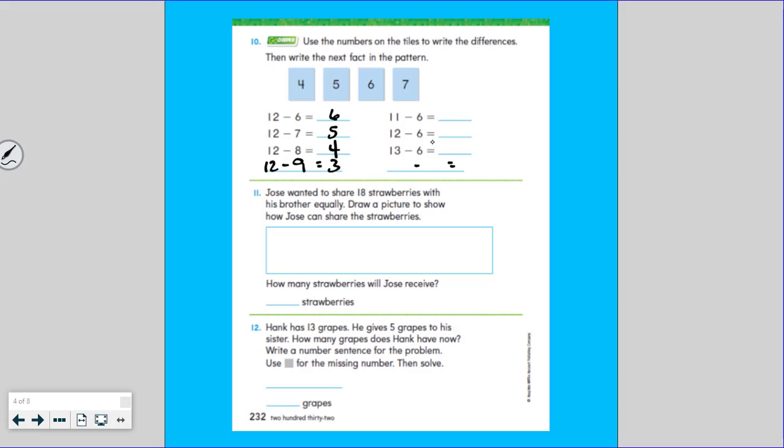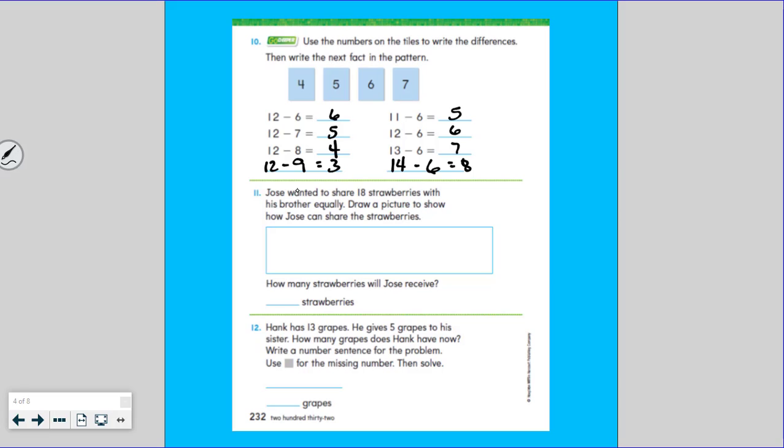Then we go over here. So we have 11 minus 6, and that should equal 5. Then 12 minus 6 equals 6. Then we have 13 minus 6 equals 7, right? There's a little bit of pattern, 5, 6, 7. And so we have 11, 12, 13. And these are all minus 6, so I'm going to write a 6 here. Okay, so 11, 12, 13. So that makes sense. It would be 14 would be the next one. So 14 minus 6 equals 8.